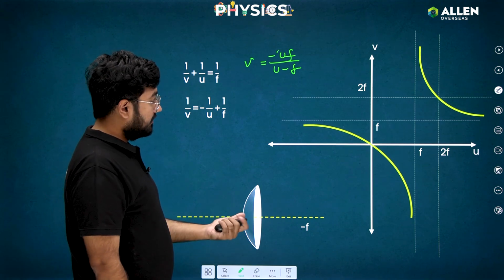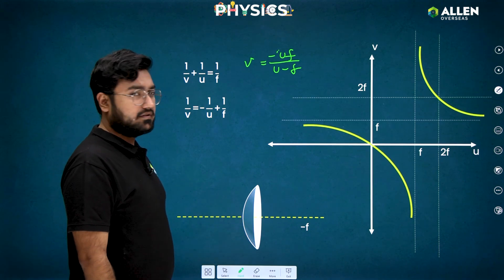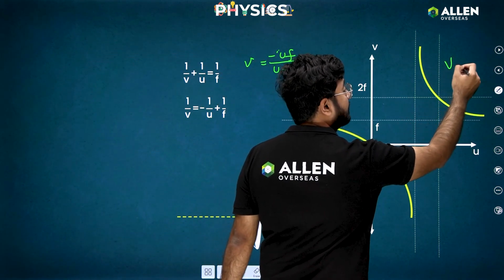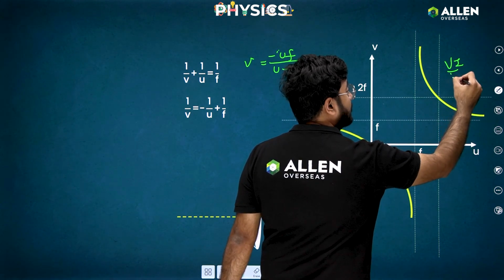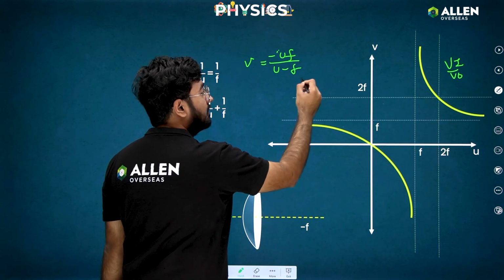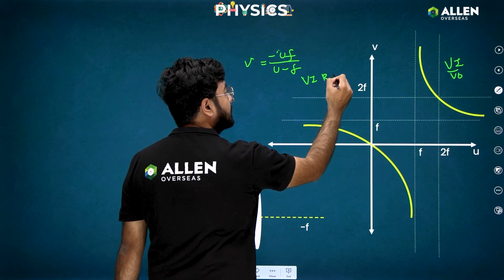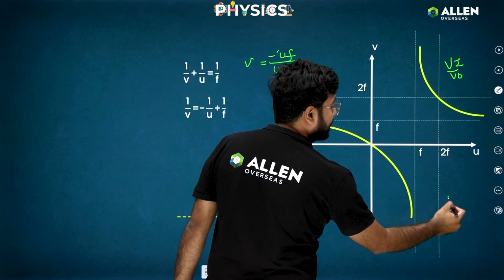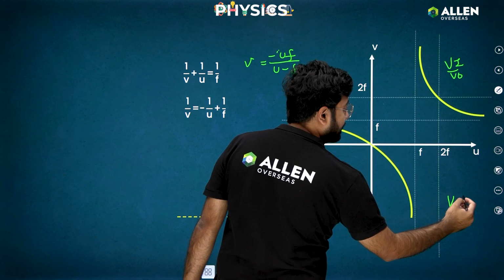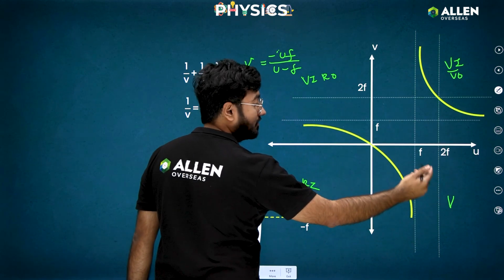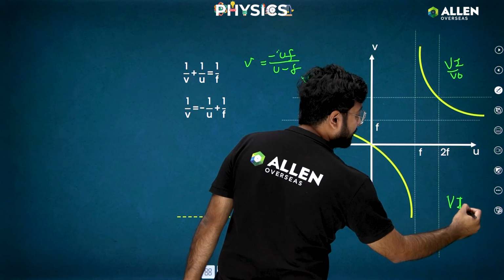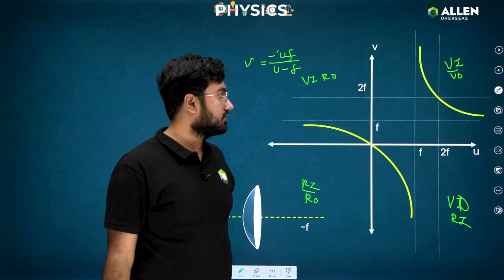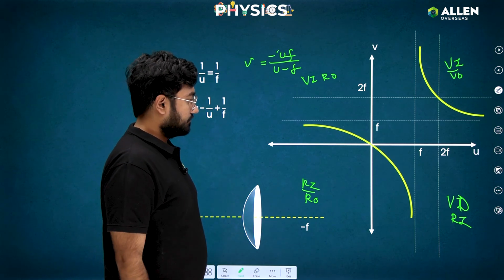Now in this curve, what you have? Again the 4 quadrants. What does this represent? Virtual image of virtual object. This is virtual image of real object, this is real image of real object, and this is virtual object, real image. Real image of virtual object. Okay. Now what?